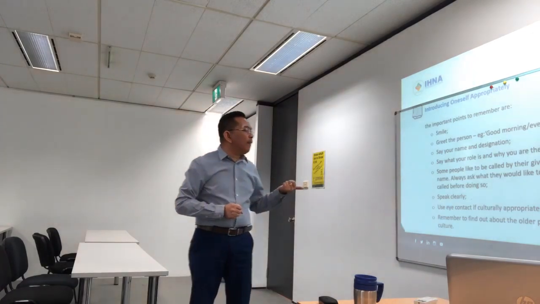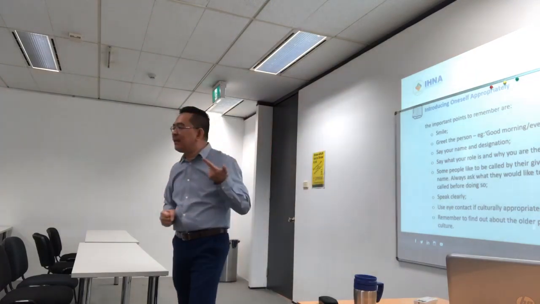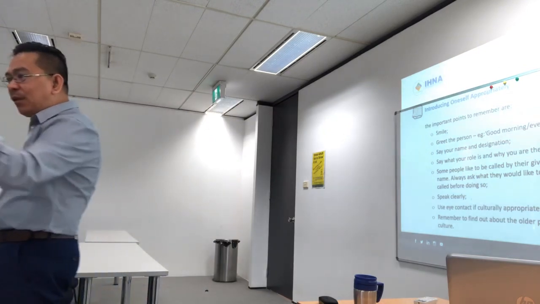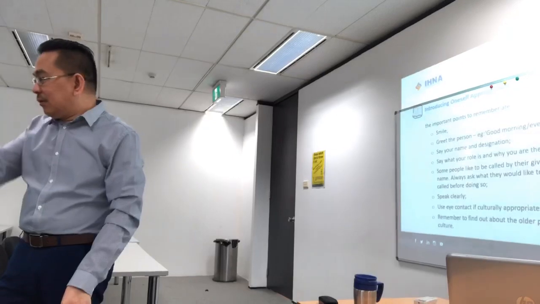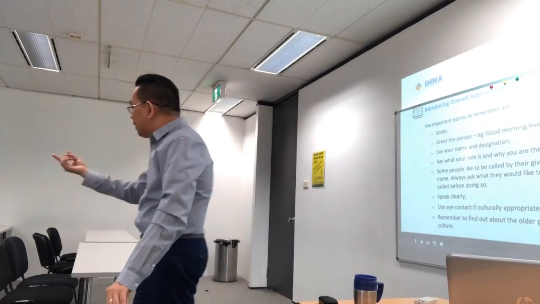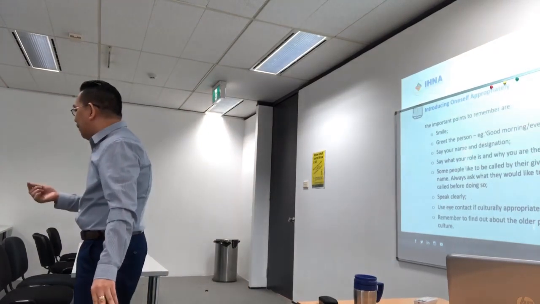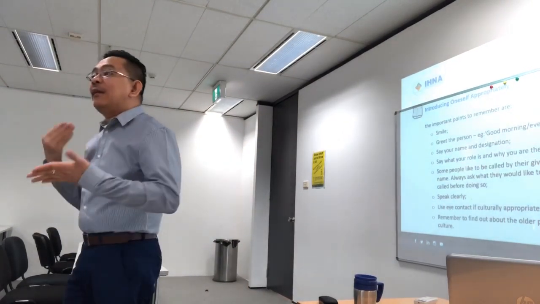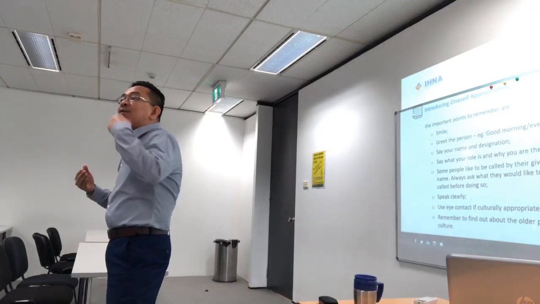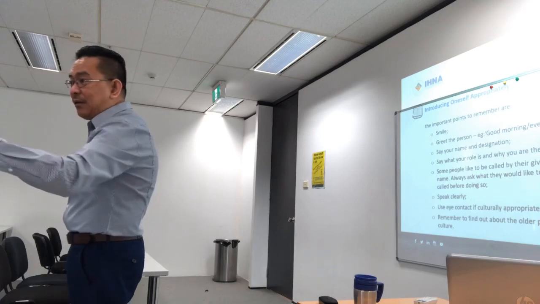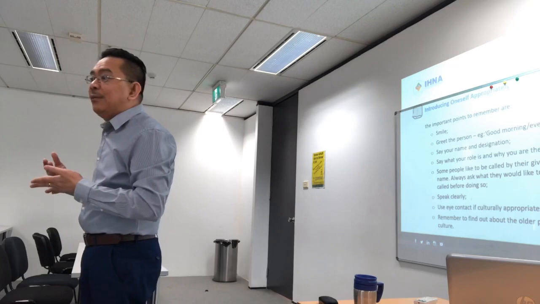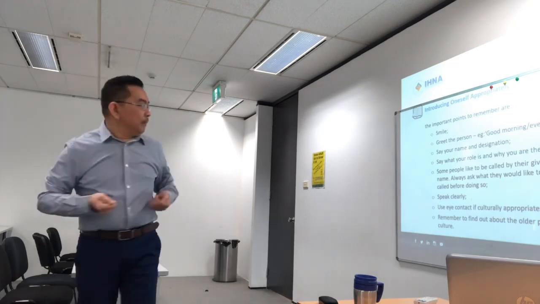Use eye contact if culturally appropriate. There are some residents, especially Aboriginal. For us, if we talk to each other, it's preferred to maintain eye contact, because we can assess if the person is telling the truth or not. However, some cultures feel intimidated when you talk to them and maintain eye contact. So it's not allowed in the culture, especially for those people with Aboriginal background. Okay?